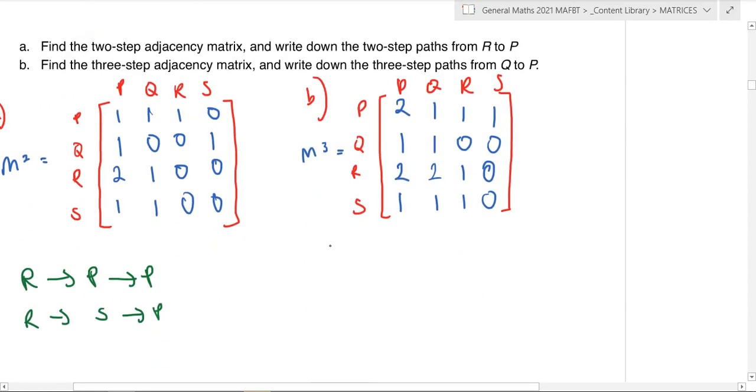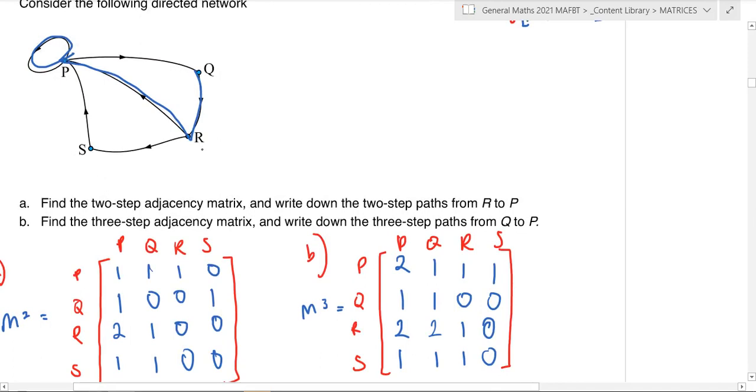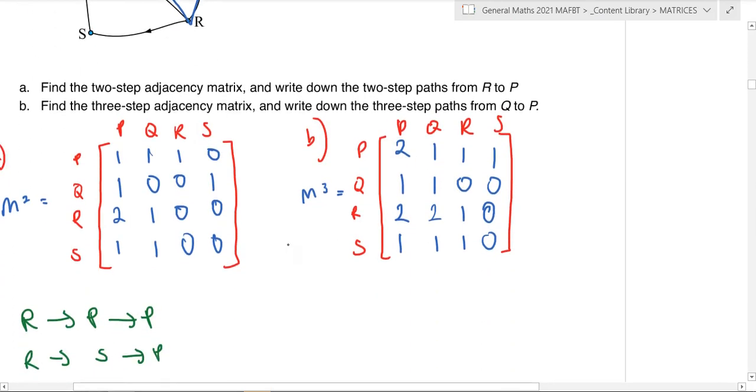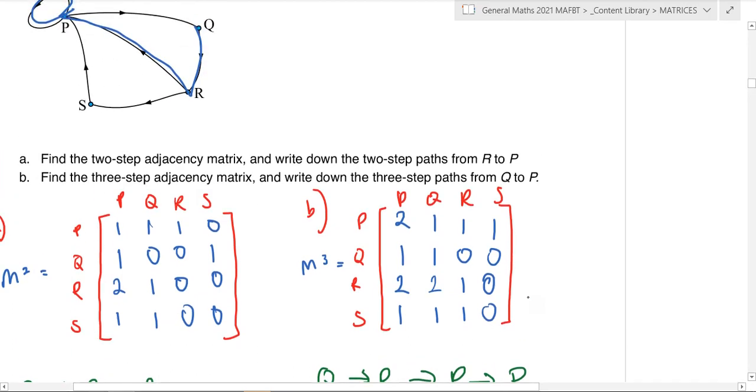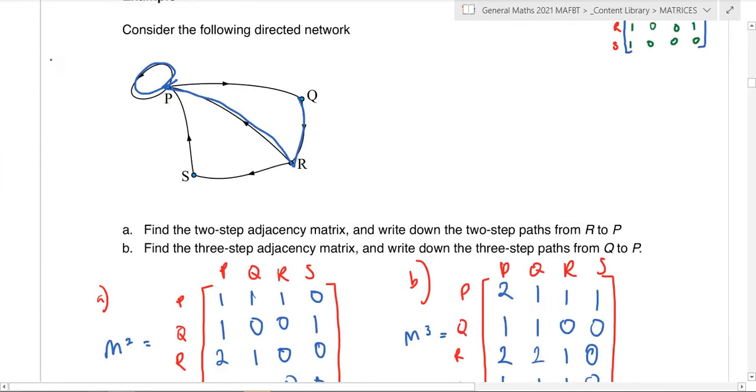So that means that path is Q to R to P to P. That's the only 3-step path for this matrix.